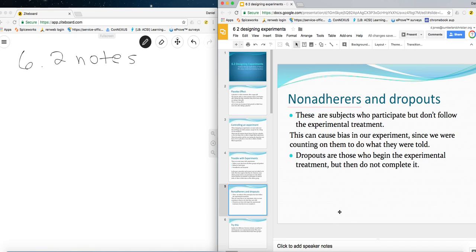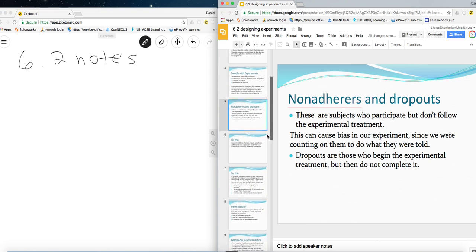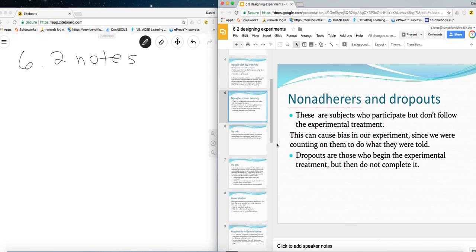All right, so we've already talked about these two. Non-adherers are subjects who participate but don't follow the experimental treatment, and dropouts are those who begin the experiment but do not complete it. This can cause bias in our experiment, since when we first started the program, we had so many getting this treatment and so many getting that treatment, and now our numbers might not be even, and that can affect it.